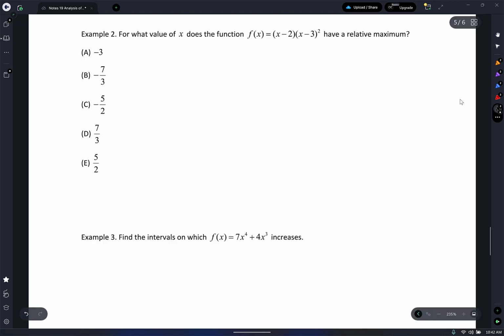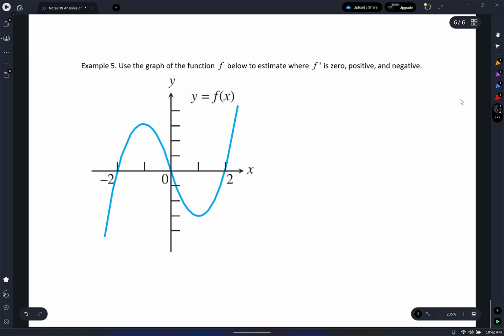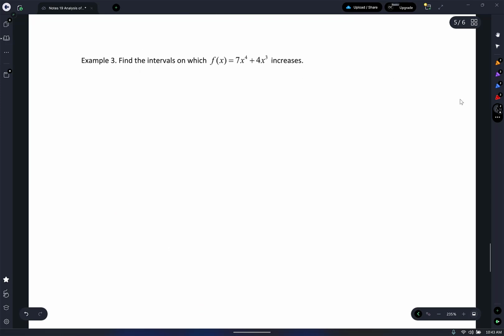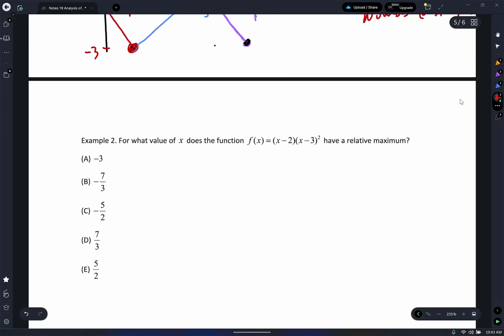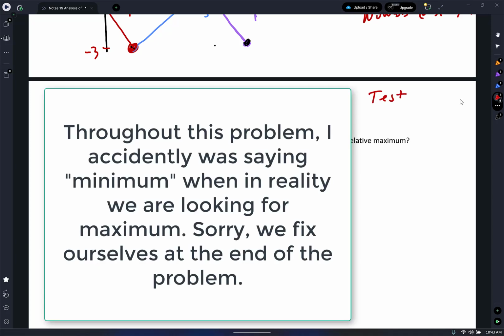Don't worry, guys, we're almost done. We just have a few left. For what values of x does a function have a relative maximum? All we know right now is the first derivative test. First derivative test. That's all we know.